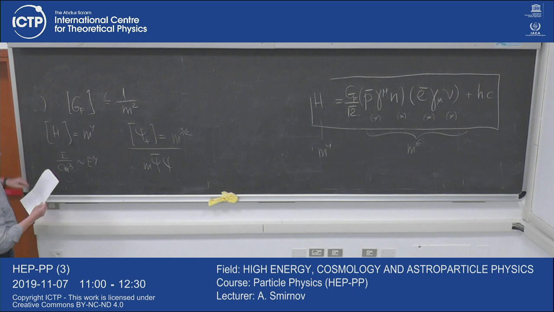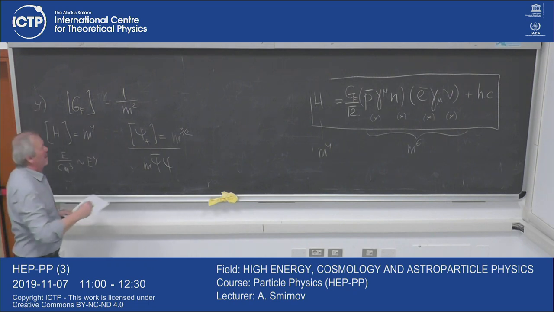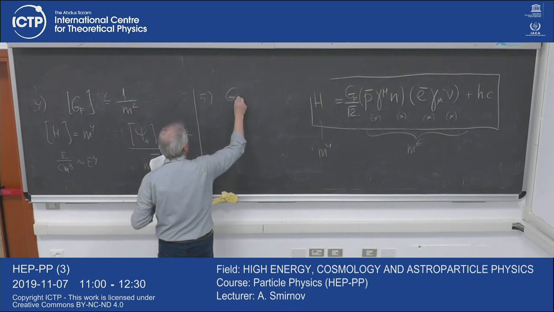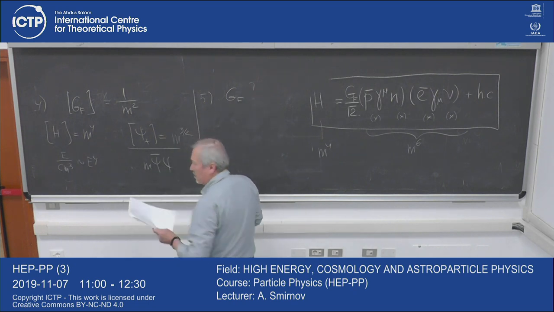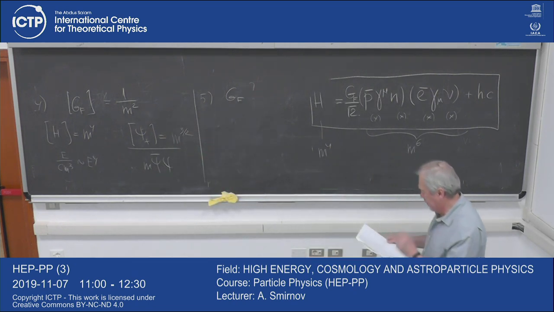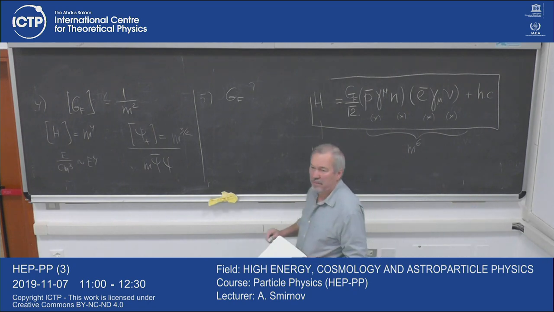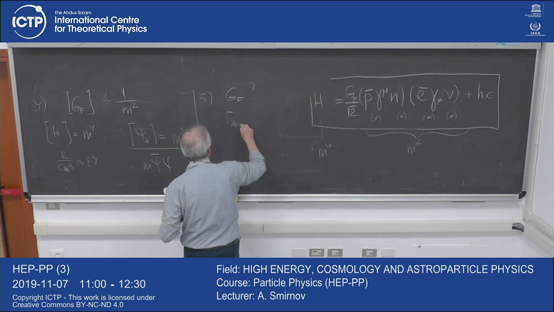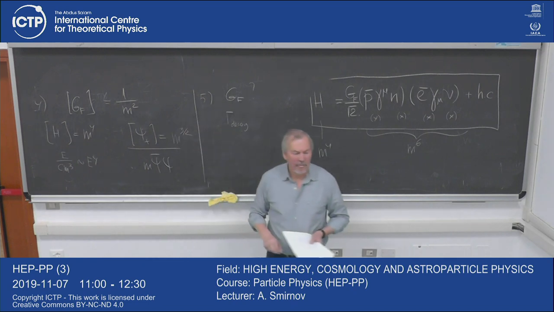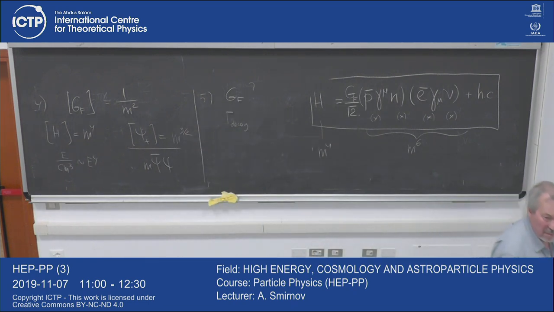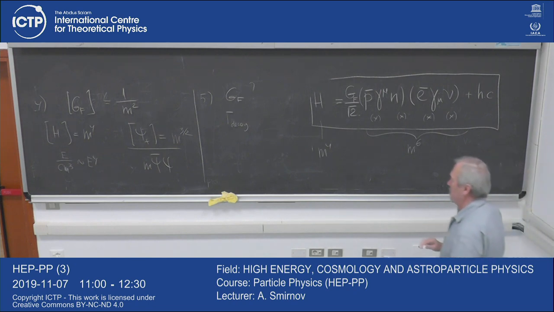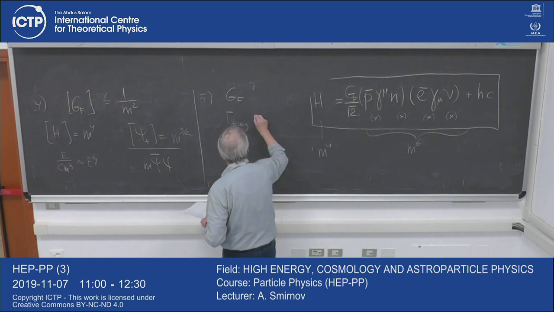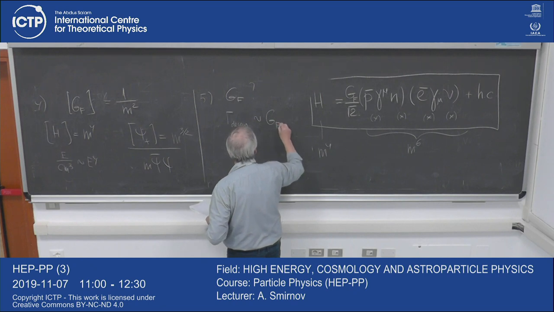Now, what is the size of this coupling? As I already said, once you know the Hamiltonian, you can perform computations and you can compute the rate of decay. The inverse of the rate of decay is the lifetime. So you can find what the lifetime of your particle or your nuclei is. And the decay rate is proportional to G_F squared.